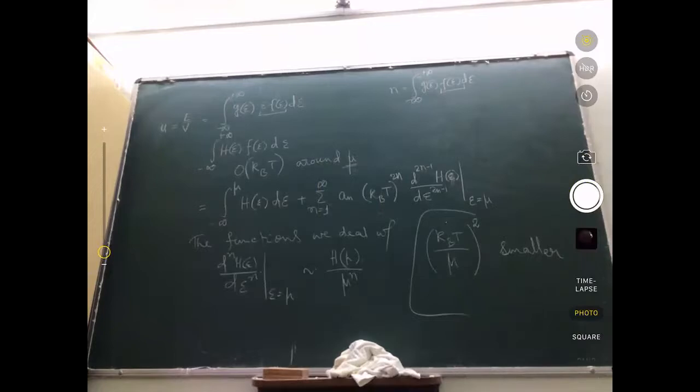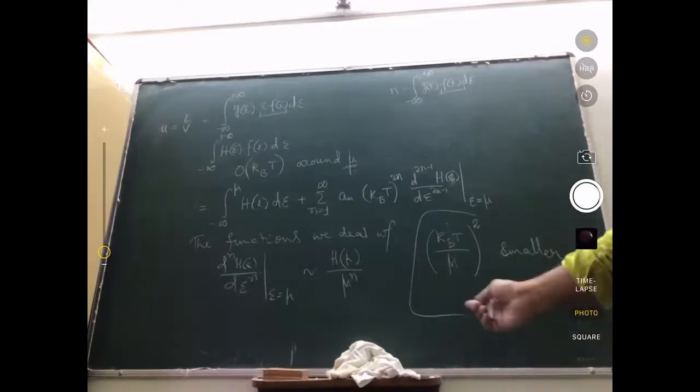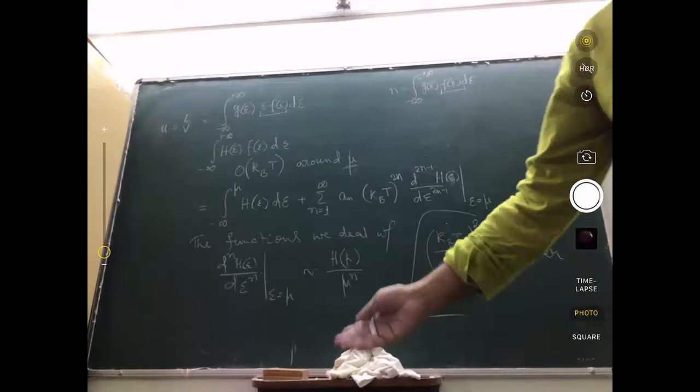Room temperature over Fermi temperature is of the order of 10 to the minus 2, and the square of that is 10 to the minus 4. The successive terms are really small, so if we are at room temperature, the first term is a good approximation. So that is the idea behind this.